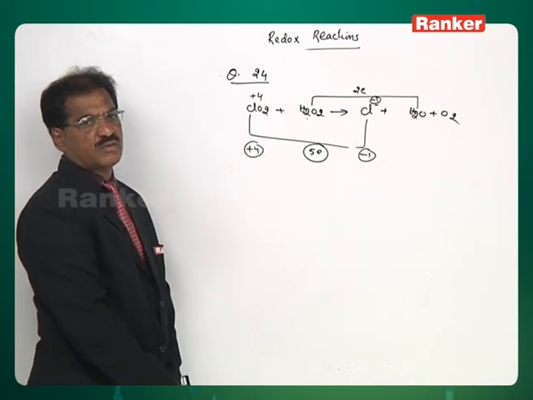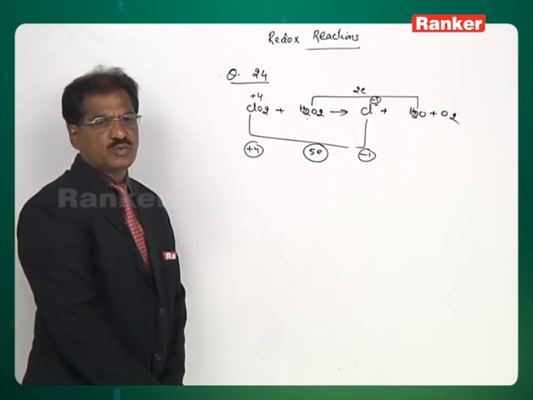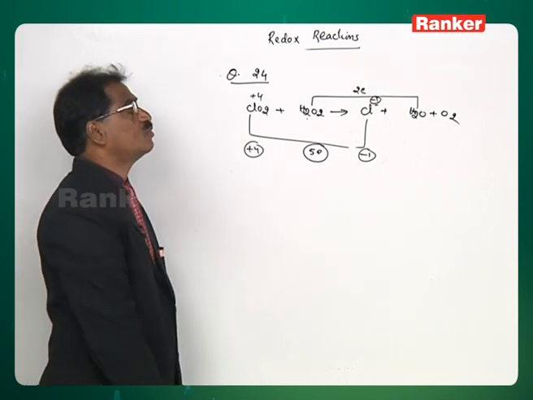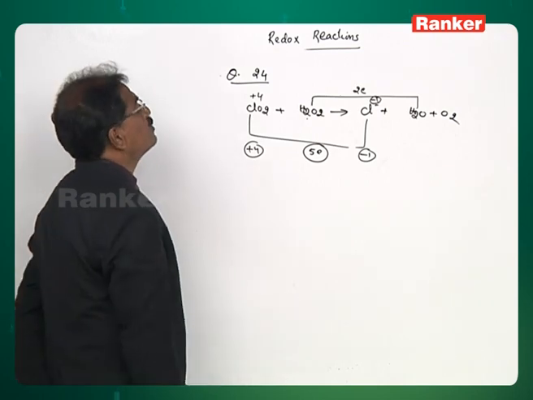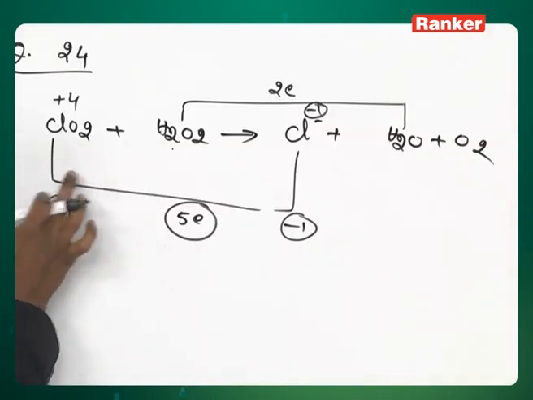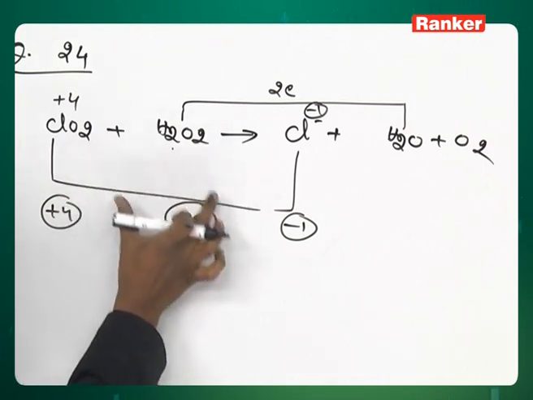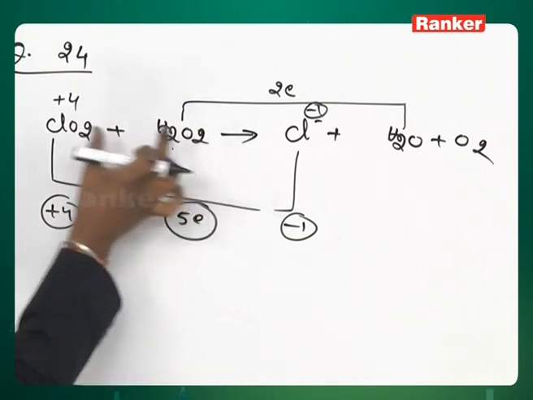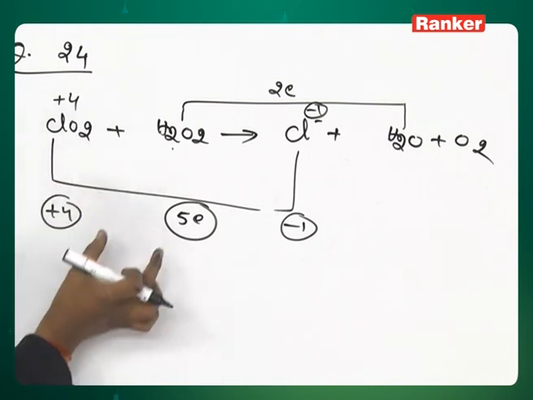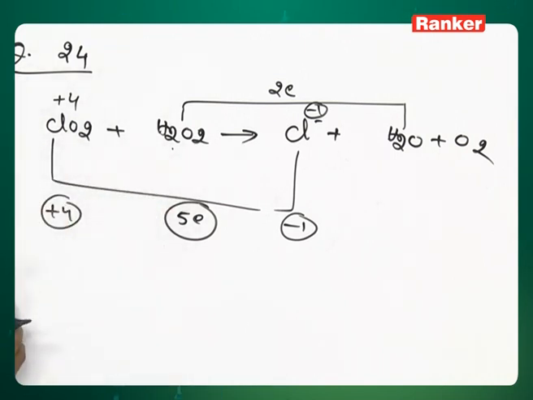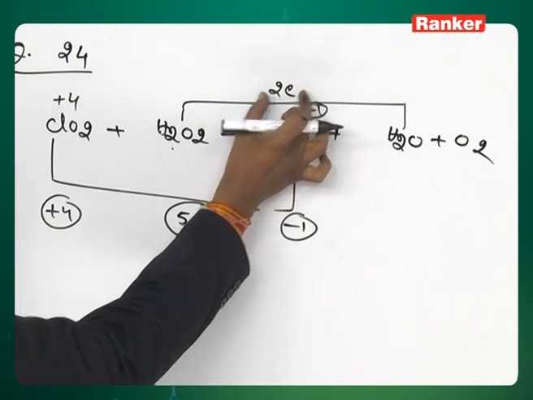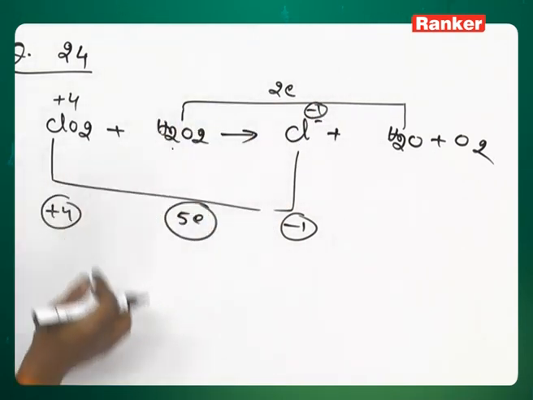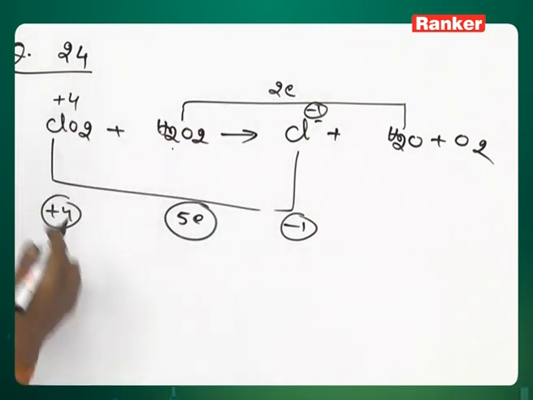Now in the question we have to identify how many moles of H2O2 will be oxidized by 1 mole of ClO2. For that, first we balance the reaction with respect to exchange of electrons. The shortcut method is, after identifying the total change in the oxidation state of the two species, exchange those values. This 5 you keep here, this 2 you keep here.